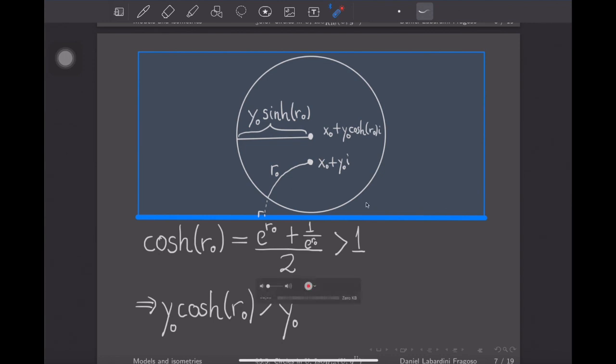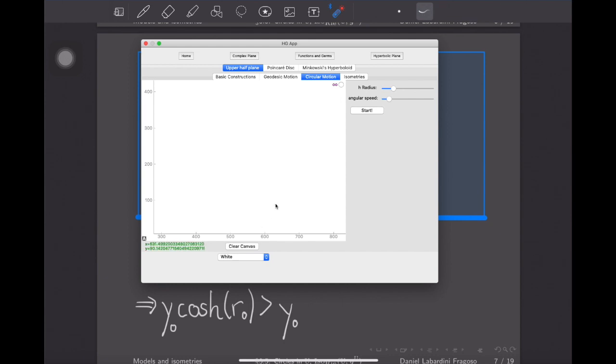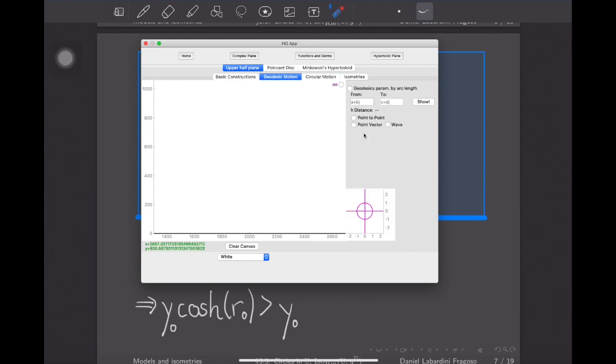So let me, yeah, I think I have an animation for that. Let's see. Right, so here. Okay, let me show you. Here you see what I did before. Let me do it again.